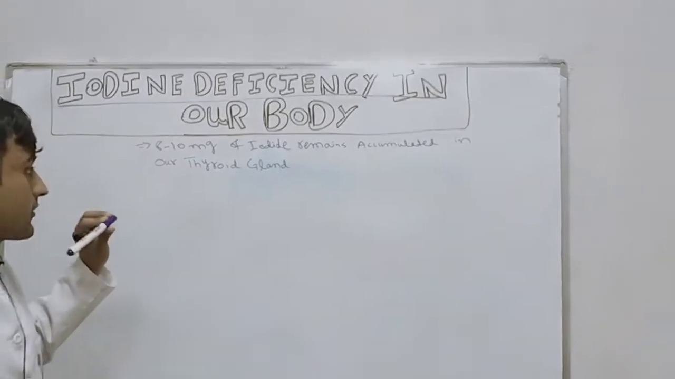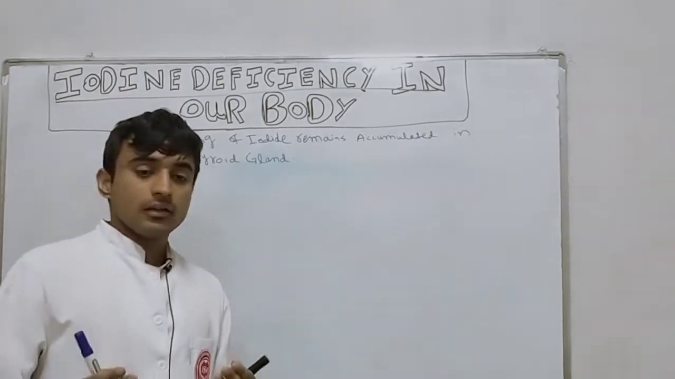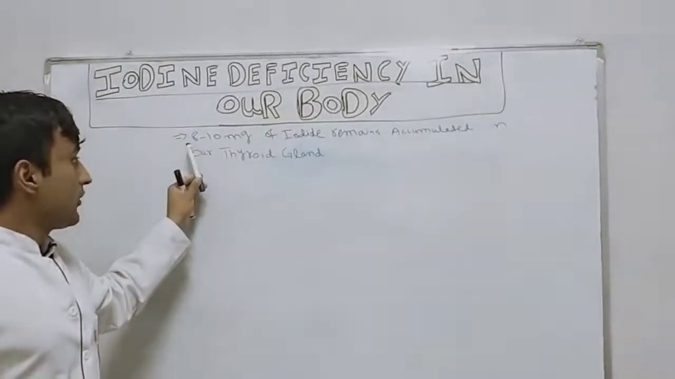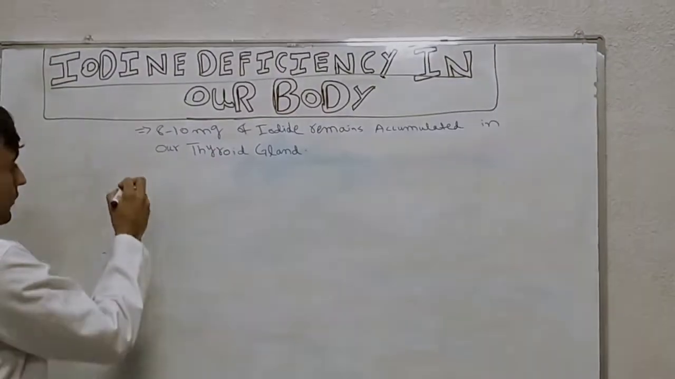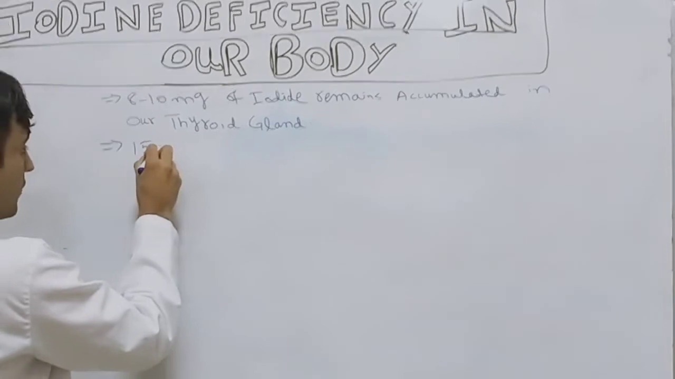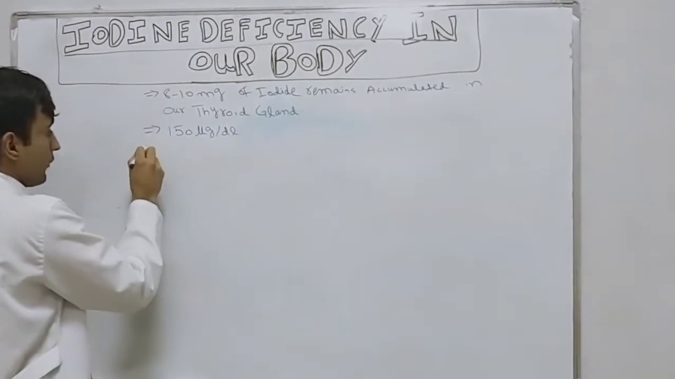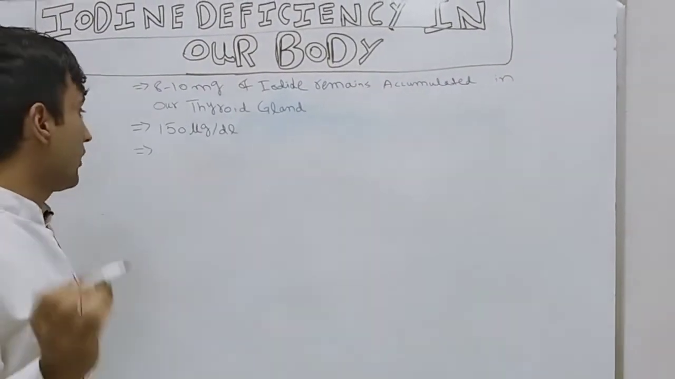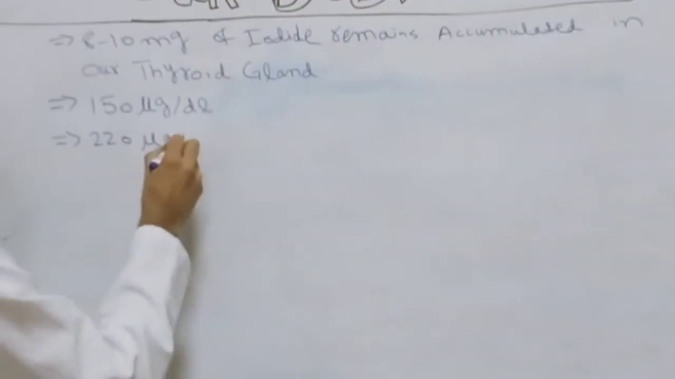Furthermore, we will discuss what happens after the thyroid gland picks up that iodide and uses it to synthesize the thyroid hormone. Due to this, 8 to 10 milligrams of iodide always remains accumulated in our thyroid gland. So that's why in a normal individual, the intake of iodine must be 150 micrograms per deciliter. And if we talk about pregnant women, more iodine is required. So the iodine intake must be 220 micrograms per deciliter.